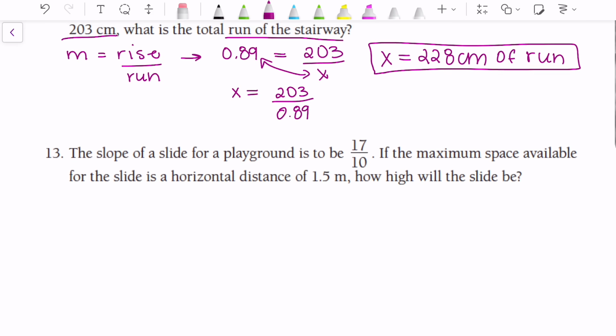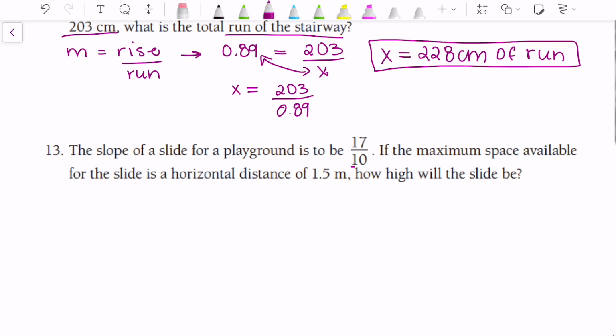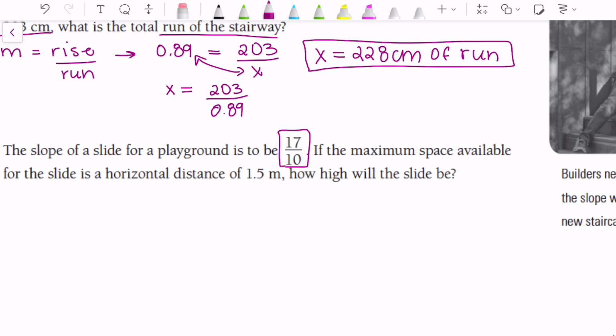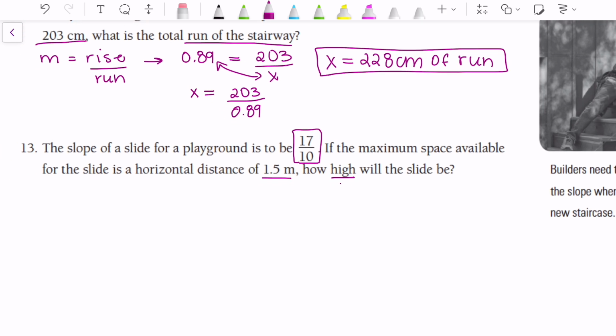Last example for real this time. All right, number 13. The slope of a slide is 17/10. If the maximum space available for the slide is a horizontal distance of 1.5, how high can it be? Okay, remember height is going to be rise, and then horizontal distance is equal to run.